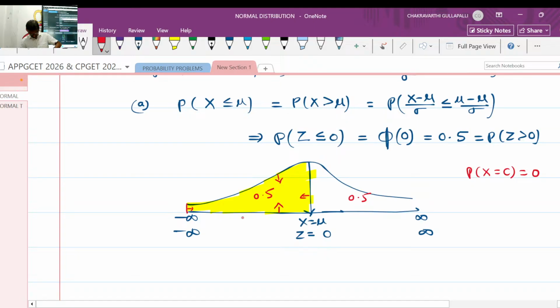For a discrete random variable, we can calculate exactly 4 heads, exactly 5 heads, exactly 4 sixes, exactly 3 threes, like this.